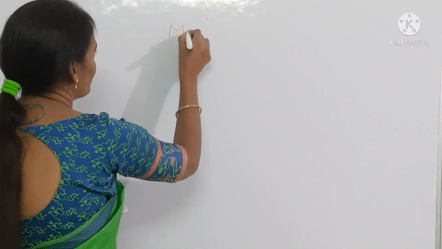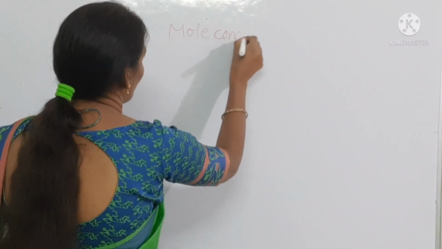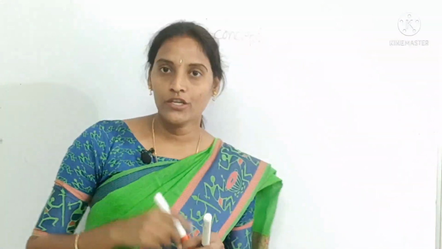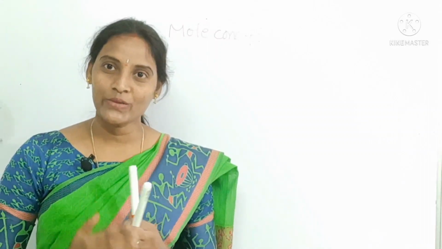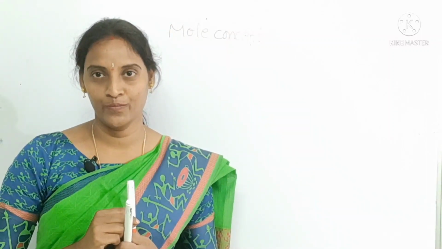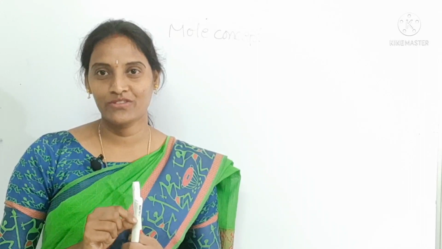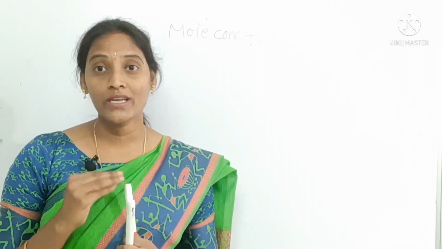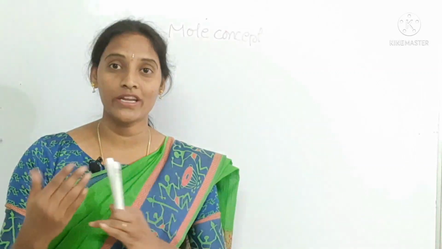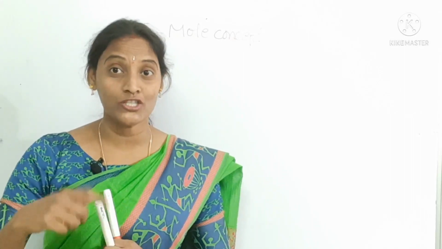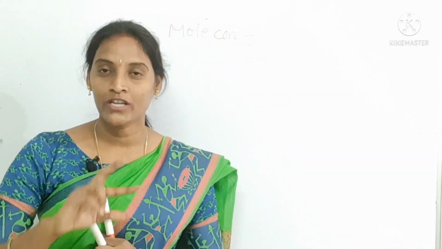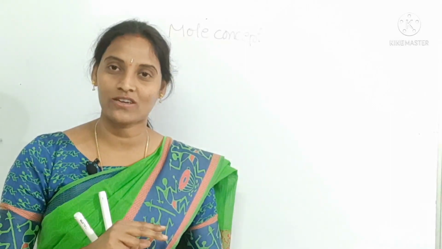Now coming to our topic, students, mole concept. Actually students, if you take any chemical reaction, if you want to tell the quantitative representation of any chemical reaction, how can you tell? To that one you have two ways. One is how many number of particles participated and how many number of particles will be formed in that chemical reaction. Another one is how much mass is involved in and how much mass will be formed in that chemical reaction. These are the two ways to tell the quantitative representation of a chemical reaction.